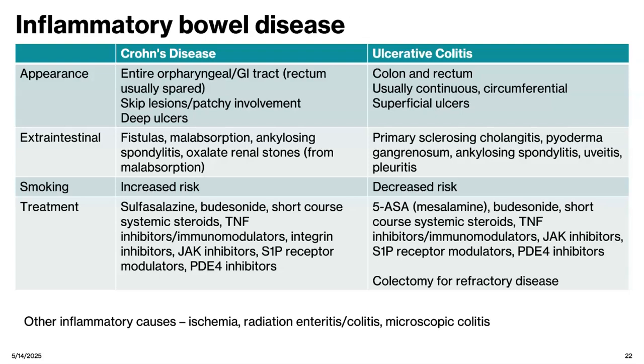Treatment is similar, but the first line for patients with Crohn's disease will be sulfasalazine, whereas for ulcerative colitis it will be mesalamine. Otherwise, both patients are frequently managed with budesonide, short courses of other systemic steroids, and immunomodulators depending on the severity of disease and their response to treatment. Patients with ulcerative colitis may need colectomy for treatment-refractory disease, but because Crohn's can affect the entire GI tract, this is less frequently done for Crohn's disease. Other causes of inflammatory diarrhea can include bowel ischemia, as discussed previously, radiation enteritis, or microscopic colitis.